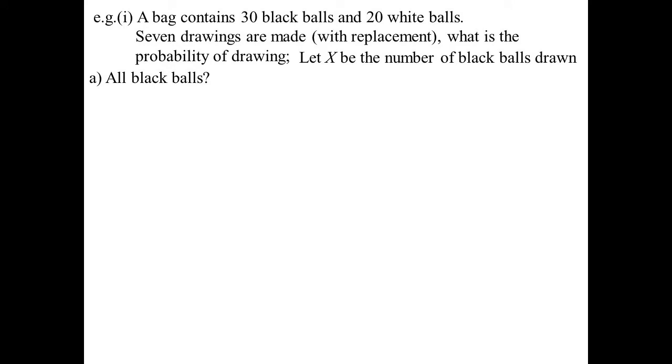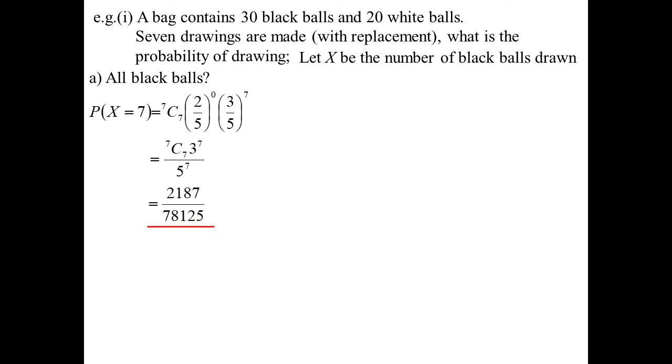X is going to be the number of black balls that we pull out. Probability that X equals 7 will be 7C7, probability of success 3/5 to the power of 7, probability of unsuccessful 2/5 to the power of 0. That would be an exact answer there. So 7C7, 3 to the power of 7 on 5 to the power of 7. It works out to be 2,187 on 78,125.